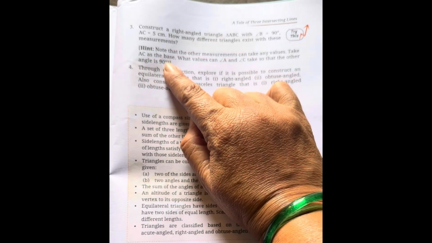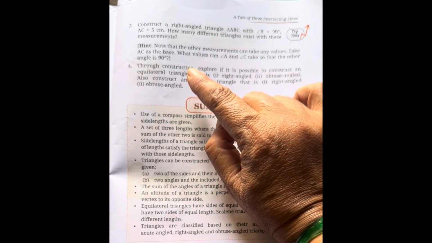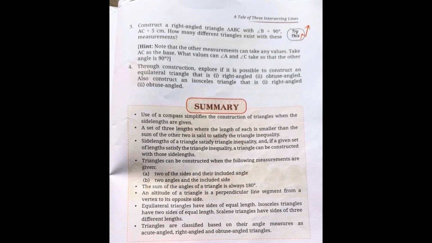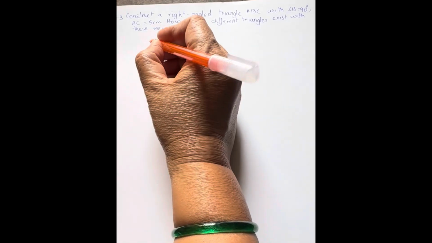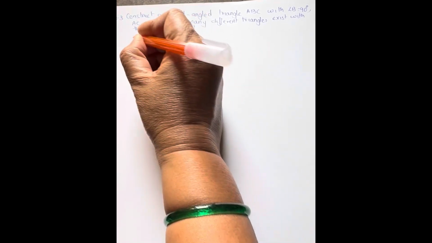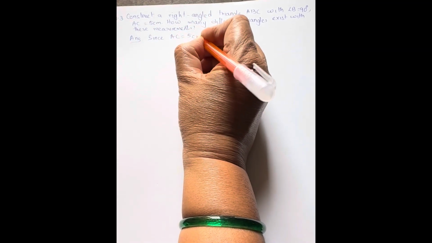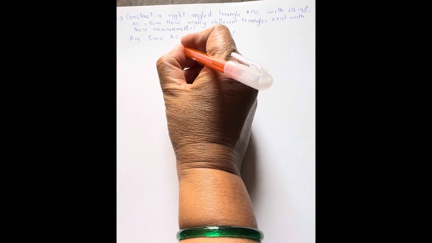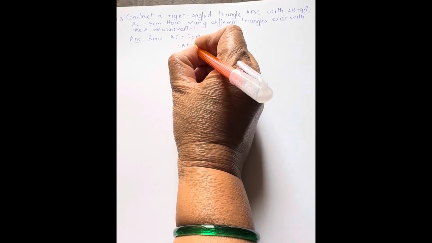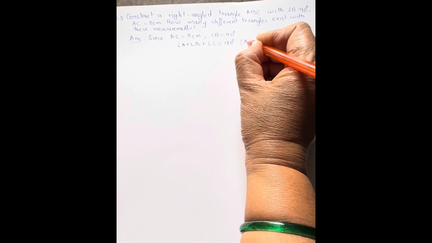So take AC as the base. What values can angle A and angle C take so that the other angle is 90 degree? So let us solve this. Now first we do some calculation. Since AC is given as 5 centimeter and angle B is 90 degree, right? So as we know, according to angle sum property, angle A plus angle B plus angle C will be equal to 180 degree, right? Angle sum property.